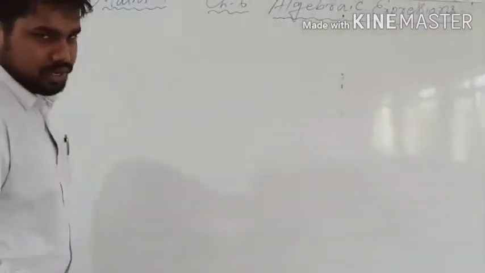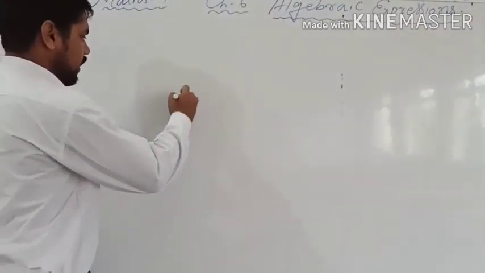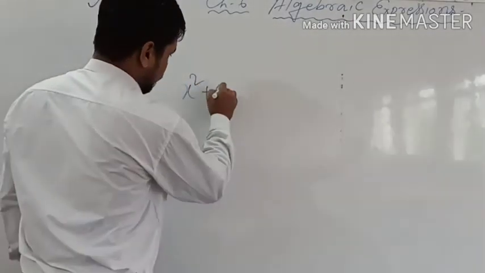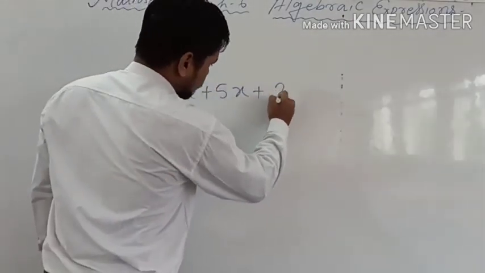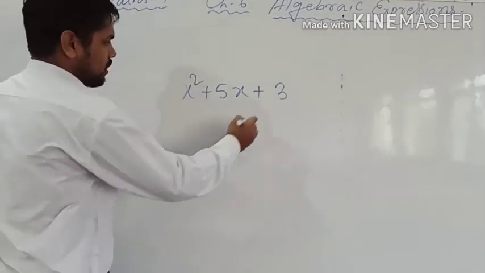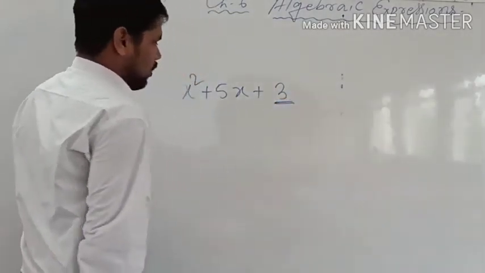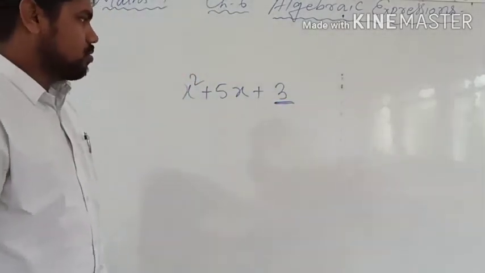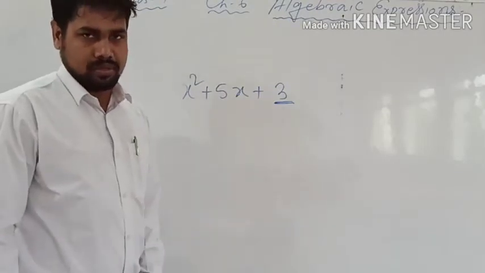Now, constant terms. What is a constant term? Suppose you take one example, x square plus 5x plus 3. Here, with 3 there is no variable. So this is called the constant term.